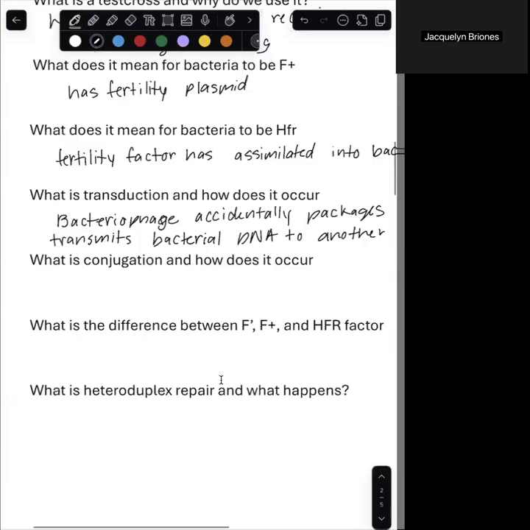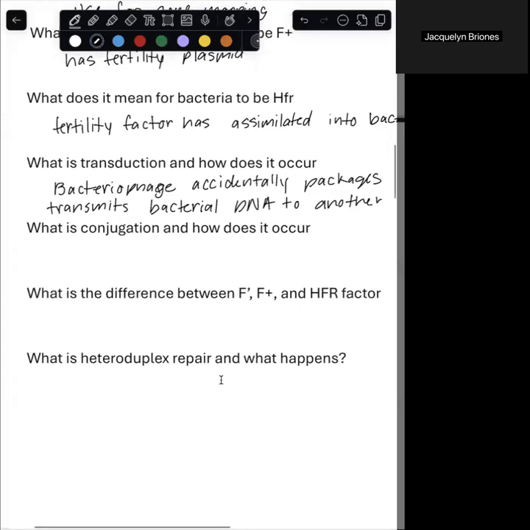Okay, what is conjugation and how does it occur? So, conjugation is the transfer of genetic material through the sex pilus or direct contact. So, transfer.